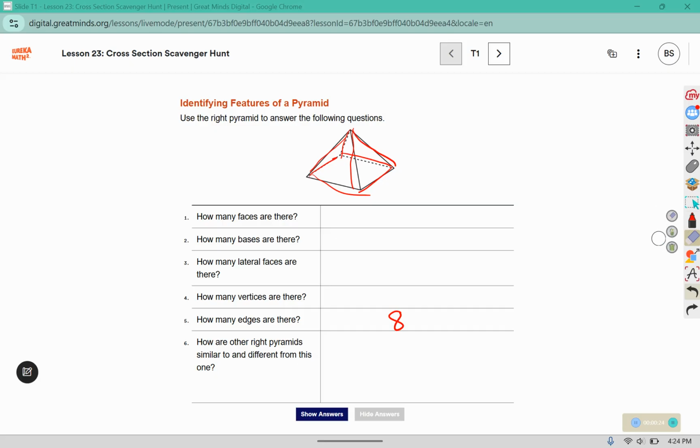Remember, the vertices are the points where the faces connect. So these would be the vertices of the shape. Lateral faces go around the center of them or the middle of the shape. Bases would be the top and bottom. So go through and finish those questions for your warm-up.